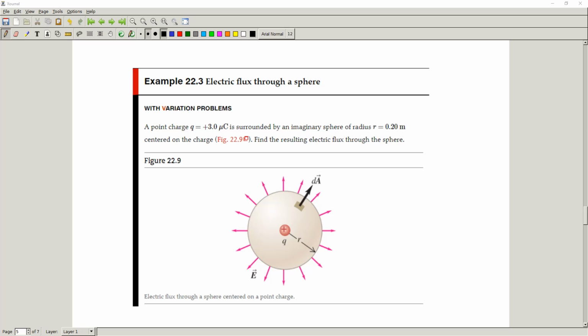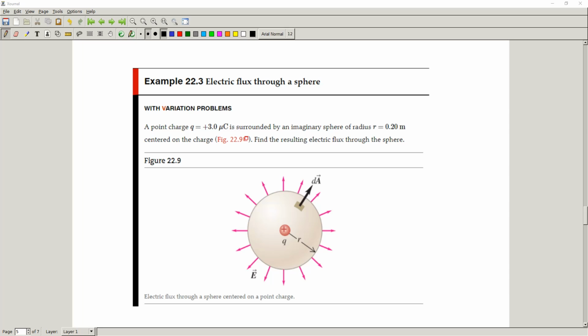Okay, so now let's take a look at example 22.3 from the textbook, and this is the electric flux due to a point charge through a sphere here. And so this one's kind of interesting because our surface isn't flat, and our electric field is not uniform, right? This is not pointing in the same direction everywhere. It changes at every point.